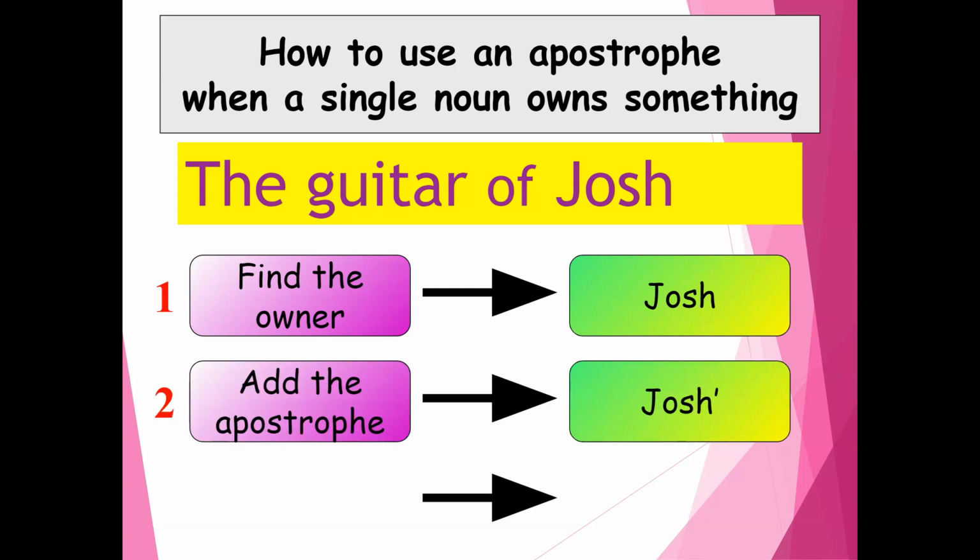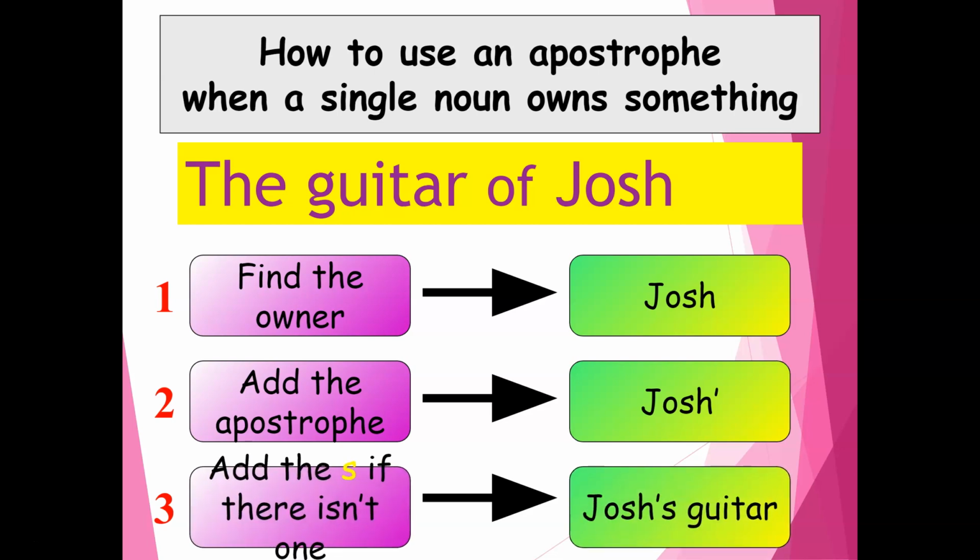Next, we add the apostrophe. And the third rule is add the S if there isn't one. Well, Josh, we can see it ends with H, so we add the S, and the correct use of the possessive apostrophe is Josh's guitar.